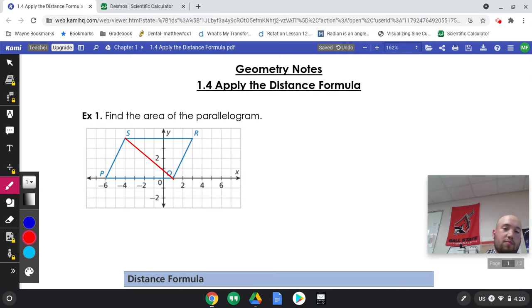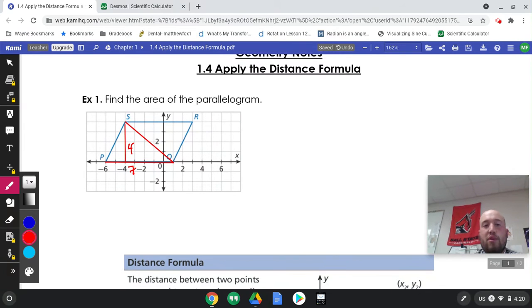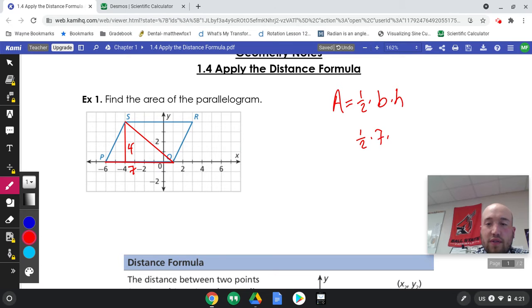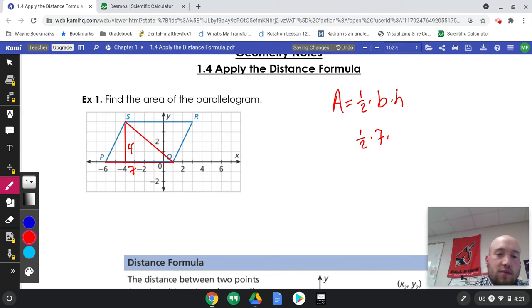And if we look here on the bottom, from -6 to 1, that's going to be a length of 7. The height here, 1, 2, 3, 4. And I don't know if you guys remember, but our area formula for a triangle is 1/2 times the base times the height. So our base is 7, so 1/2 times 7. Our height is going to be 4. So if we multiply all that together, we'll get 14 units squared. Okay, that would take care of this triangle over here on the left.